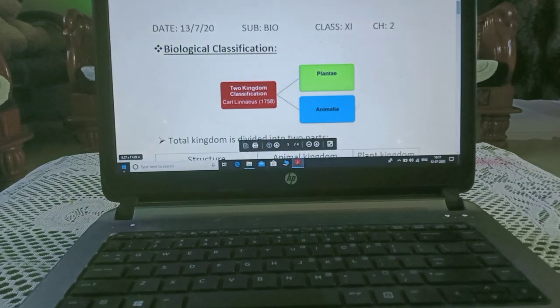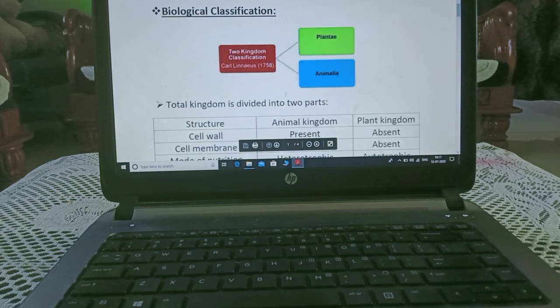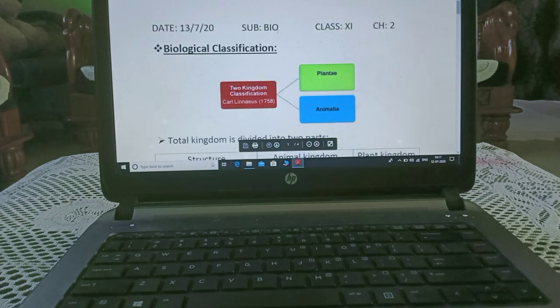Hi students, today we are starting our chapter number 2. Chapter number 2 is biological classification. Biological classification means how all living beings were classified. As we know, plants and animals both are living beings.